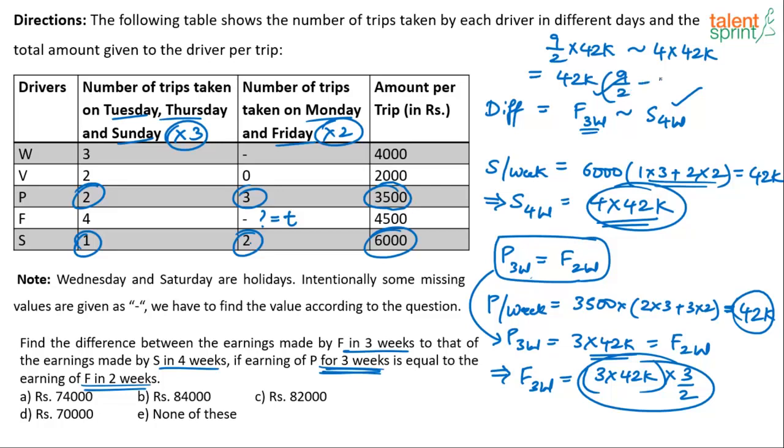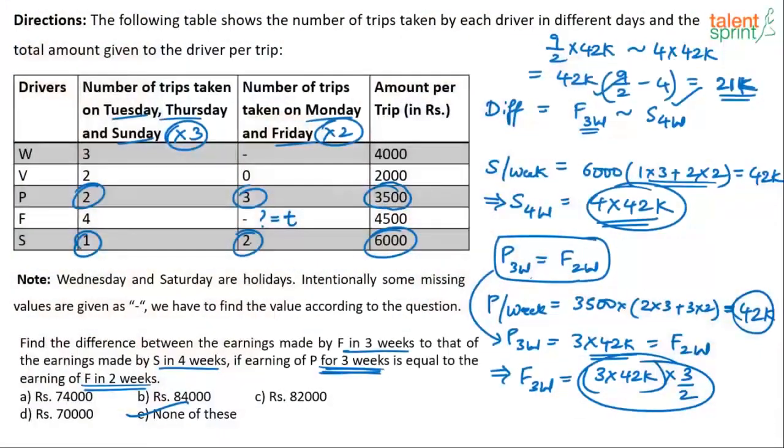If you take 42,000 common, we have 9 by 2 minus 4. 9 by 2 is 4.5. 4.5 minus 4 is 0.5. 0.5 into 42,000 is 21,000. Yes or no? Half of 42,000 is 21,000. So your answer should be 21,000, which is option 5. I hope it is clear to all of you.